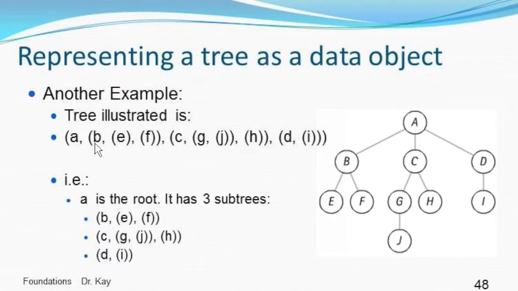So here we go. B is the root of the first subtree, and it has 2 children, E and F, right? C is the root of the second subtree. It has 2 children. One of those children actually has another child, so G has the child J. H is a singleton, H is a leaf. And then we've got the third child of A, which is this subtree, right? So A is the root, it has 3 subtrees, and there are the 3 subtrees. So we can just use a tuple again to describe this.